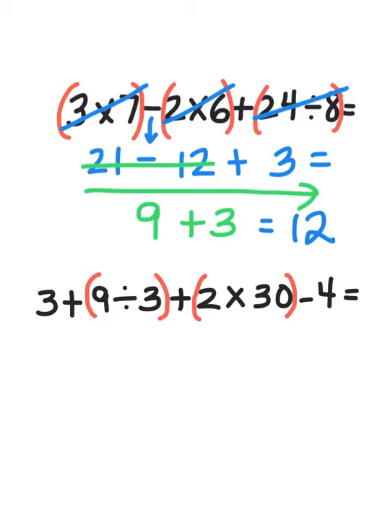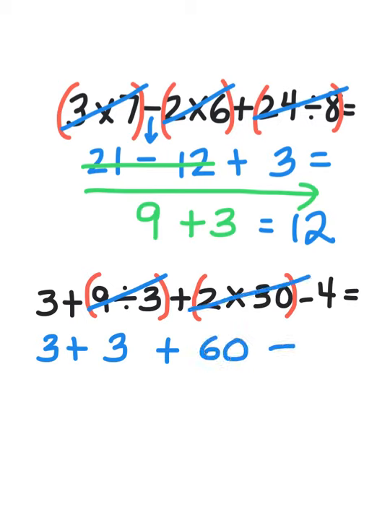Now we're going to rewrite our problem and answer the problems in parentheses and bring down all the other parts that are not in parentheses. Ready? Bring down your 3, bring down your plus sign, and now we're going to do 9 divided by 3, which equals 3. Bring down our plus sign. Now we're going to do 2 times 30, which equals 60. Then we bring down our minus sign and our 4.